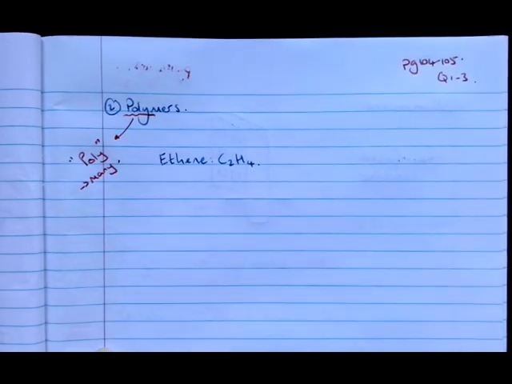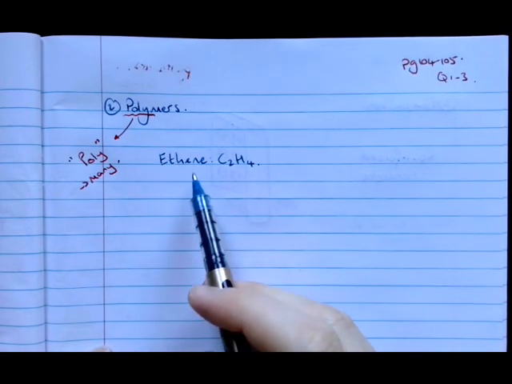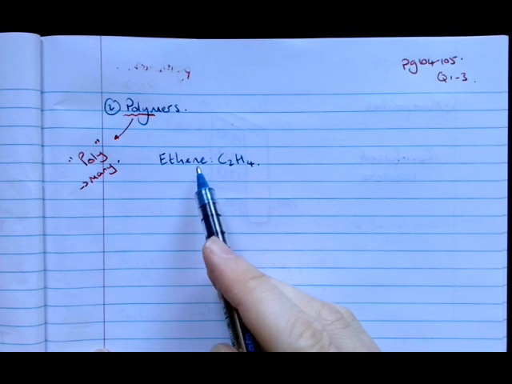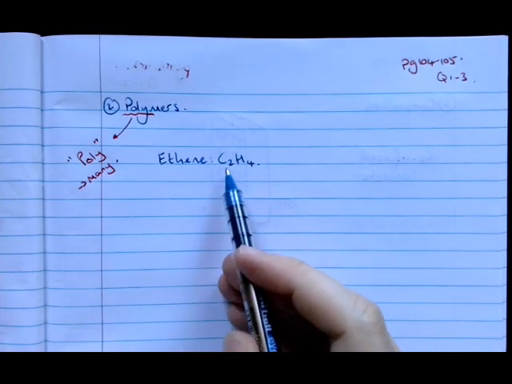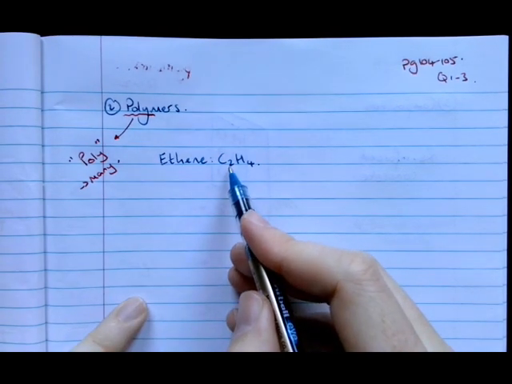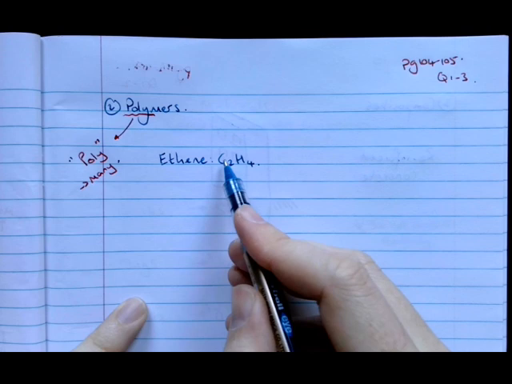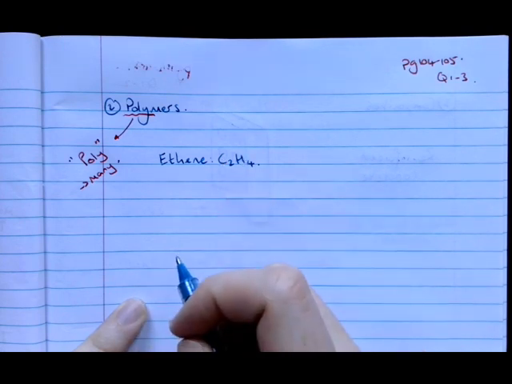Now what I've got here is ethene. Now ethene is not a polymer, but we're going to think about polymers by using the example of ethene. So ethene, the formula is C2H4, which means that there are 2 carbon atoms and 4 hydrogen atoms.